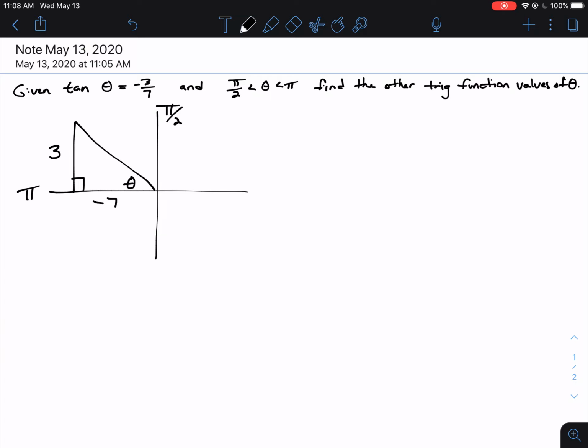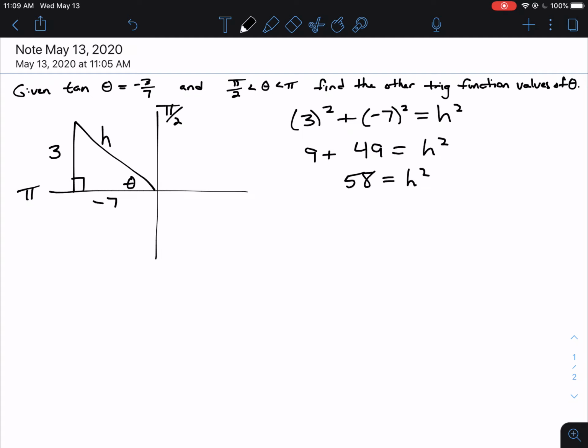So now, let's go ahead and find the missing side of this triangle, which I'm just going to call the hypotenuse. We'll just call it h, why not? To find the hypotenuse, this just becomes the Pythagorean theorem. So we're going to take 3 squared plus -7 squared is equal to our hypotenuse squared. So that's 9 plus 49 is equal to h squared. So 58 is what our hypotenuse squared would be. So then our hypotenuse would just be the plus or minus square root of 58.